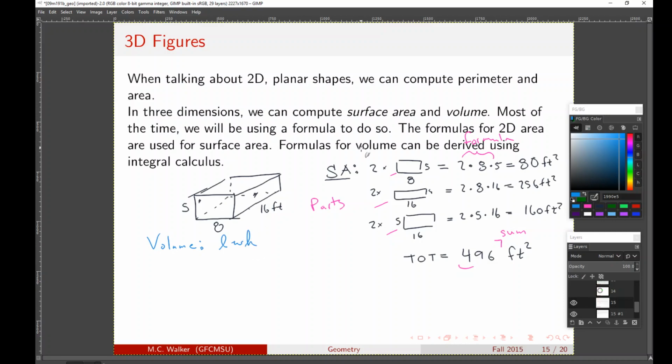And if we want to find that formula for volume, it's calculus time. So we're just going to accept that these formulas are true. 5 times 8 times 16. I don't think we need to improve it. So this is 16 times 40. So that's 64 with a 0. 640 feet cubed.